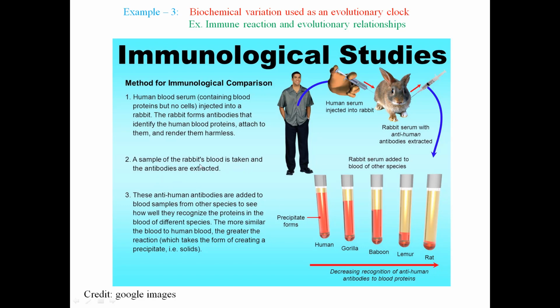A sample of the rabbit's blood is taken and the antibodies are extracted. These anti-human antibodies are added to blood samples from other species to see how well they recognize the proteins in the blood of different species. The more similar the blood is to human blood, the greater the reaction, which takes the form of creating a precipitate, that means a solid. So it gives a clear picture that immune reaction and evolutionary relationship are very helpful in identifying the differences and similarities of related or closely related organisms.